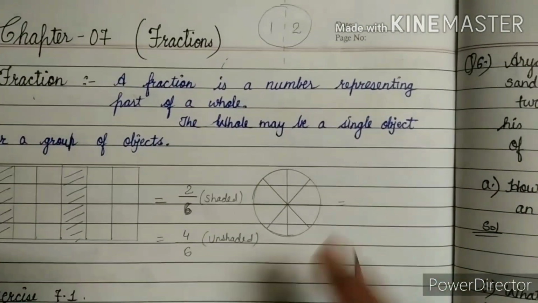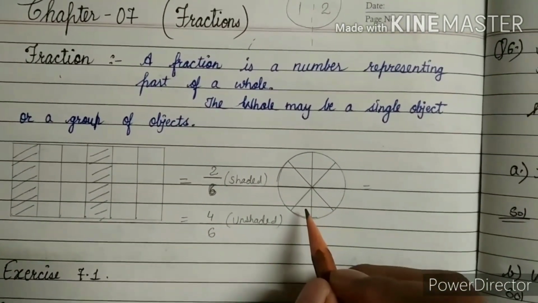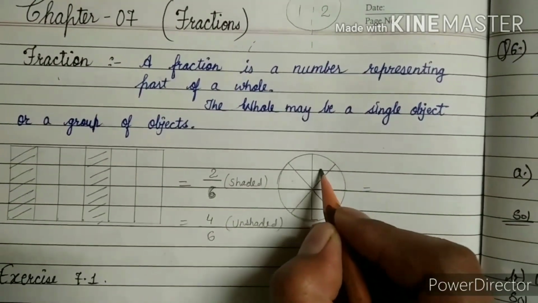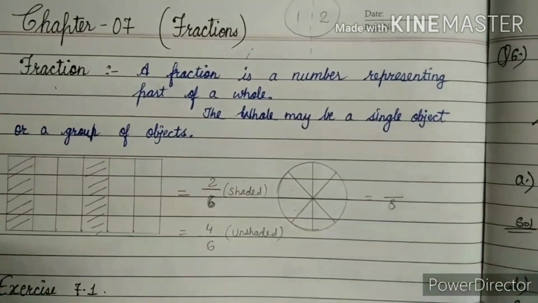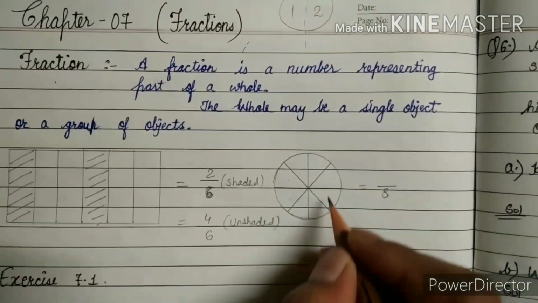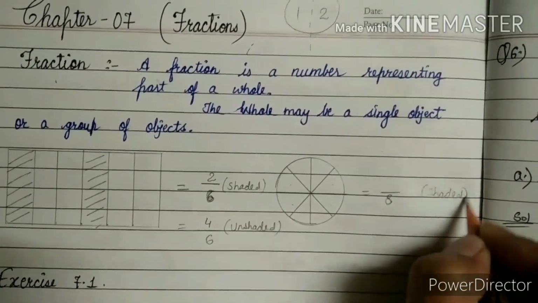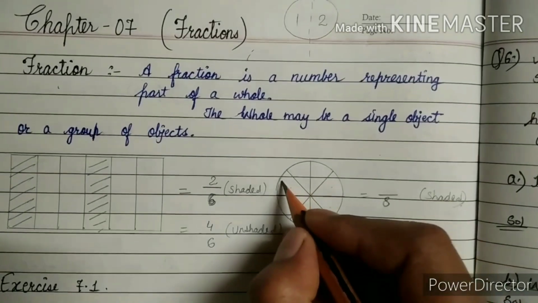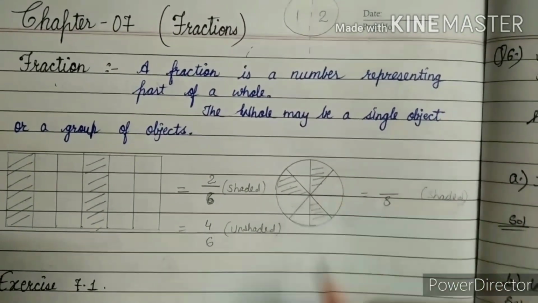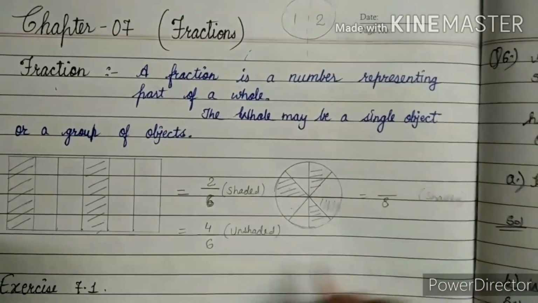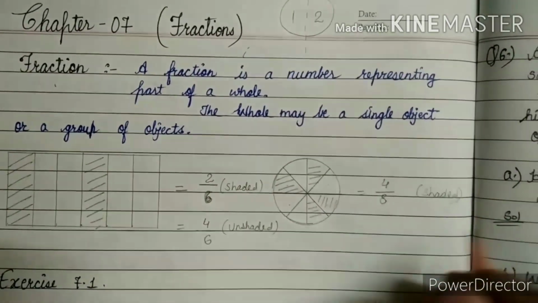Same as the circle, one more example that I have taken here. Total parts of the circle are how many? Here 1, 2, 3, 4, 5, 6, 7, 8. Total 8 parts are there. So none of the partitions are shaded. Firstly we will see the shaded part fraction. If I shade 4 from 8, any 4, how many parts are shaded here? 1, 2, 3, 4.